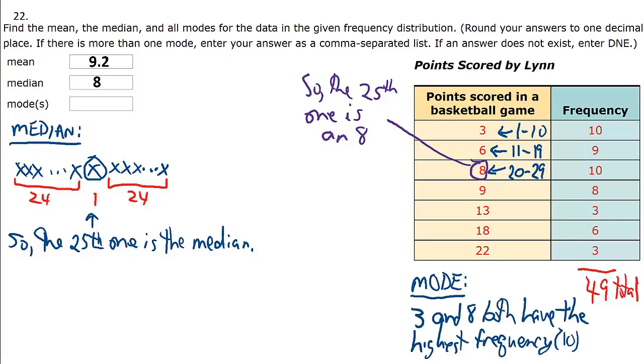Going to the mode, the 3 appears 10 times, as does the 8, so they're both the highest frequency, and it said to put them with commas between them if there's more than one. So there are actually 2 modes, 3 and 8.